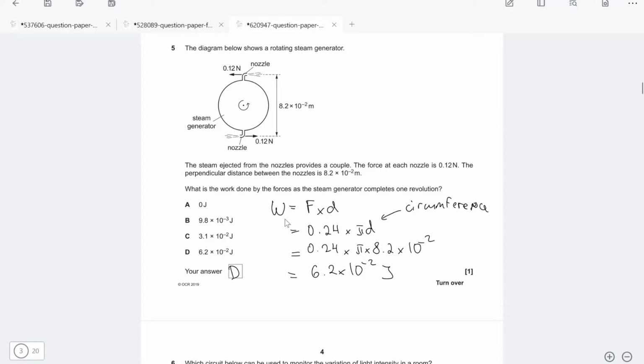Now the total amount of force in this case is going to be given by 0.24, because we have 0.12 spinning it this way, 0.12 spinning it the other way, multiplied by pi d. pi d is of course the circumference, so we're going to get 0.24 multiplied by pi times 8.2 times 10 to the power of minus 2. Putting that into a calculator, we're going to get approximately 6.2 times 10 to the power of minus 2 joules.